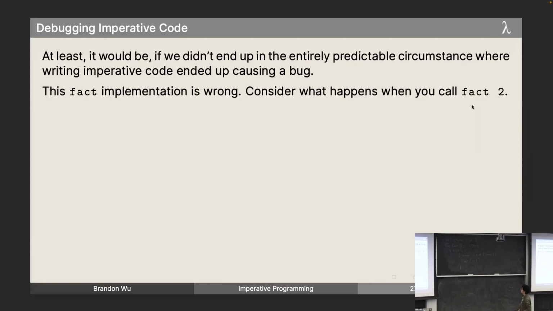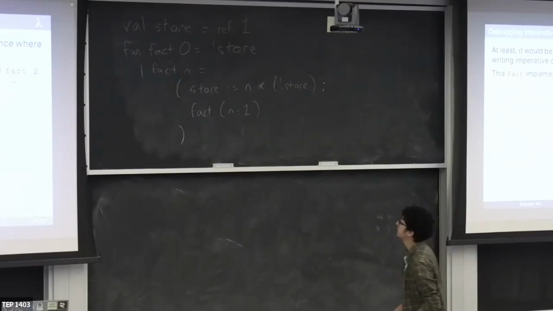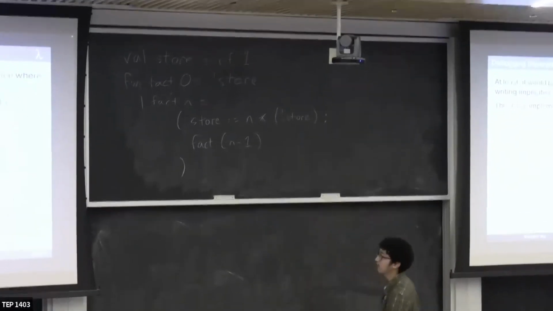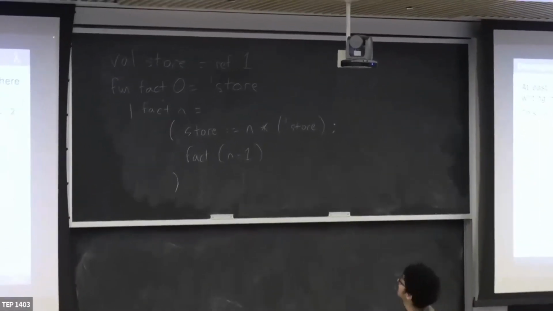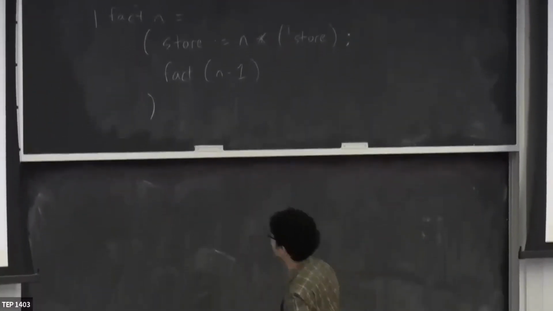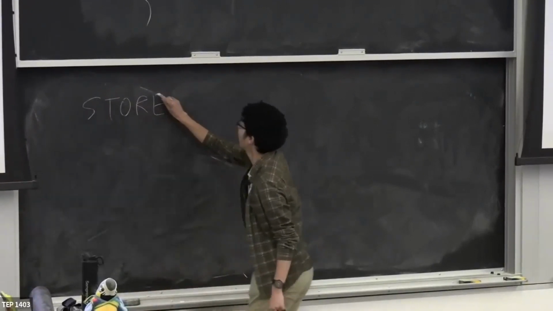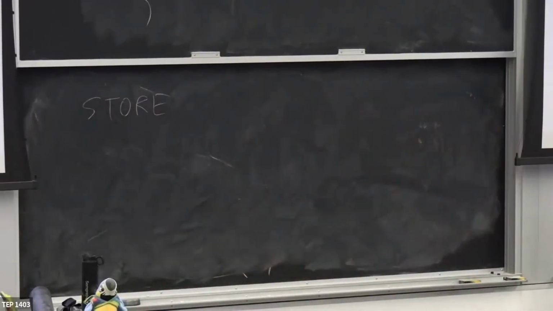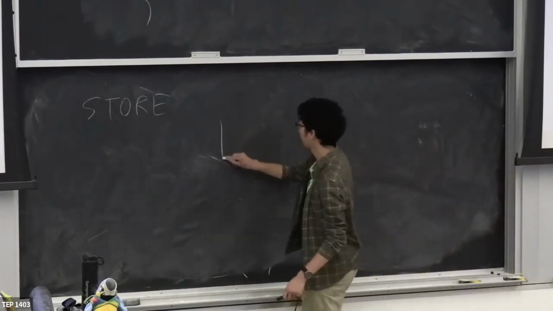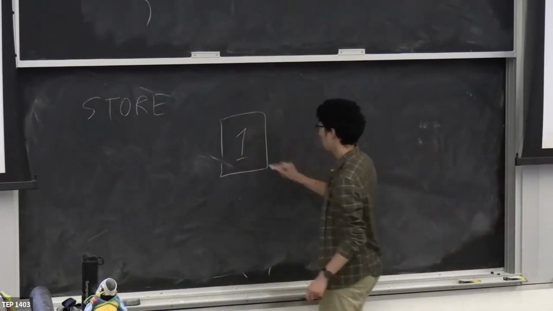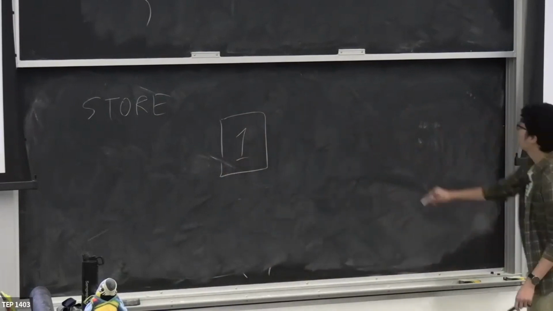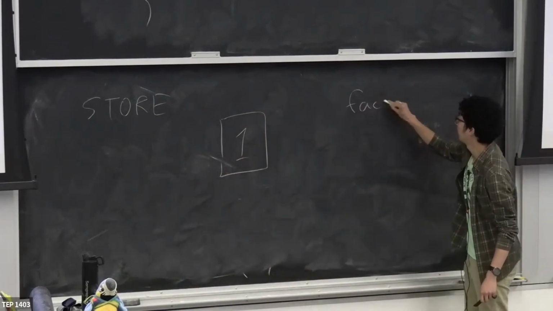So here's what's happening. What happens when I call fact of 2? Let's see. I'm going to step this through with you, and I have a really nice graphic that I'm not going to use because I hate myself, I guess. But we're going to draw this out. So I've got my store, and at the very beginning, I'm going to make a box and put 1 in it. Cool. And then I'm going to call fact of 2. Okay, that's where we're at right now.